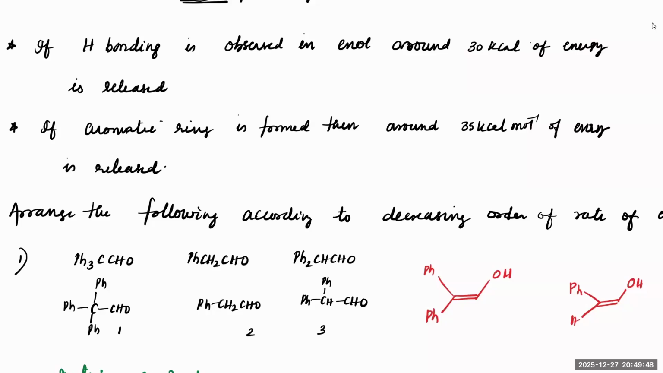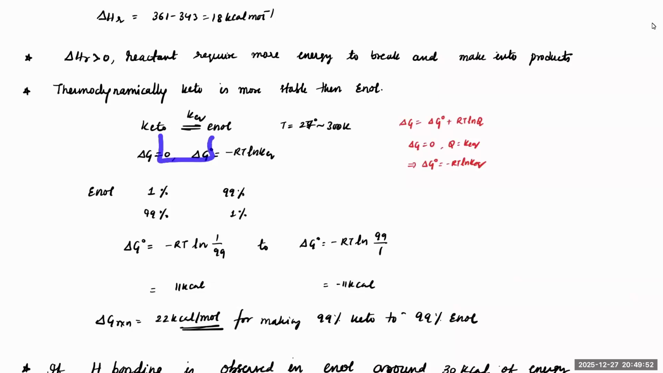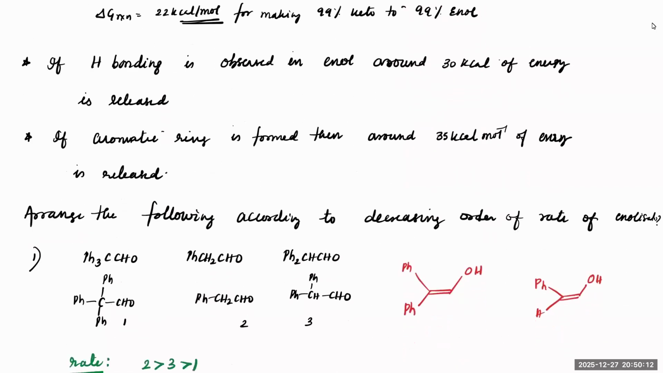What is the learning from here, everybody? That is, keto-enol tautomerism is extremely sensitive to stabilizing energies. That means if you get any stabilizing energy towards the enol, the reaction will quickly shift from ketone to enol. Got it? That will shift from ketone to enol easily. Okay, and that's what you will observe here.